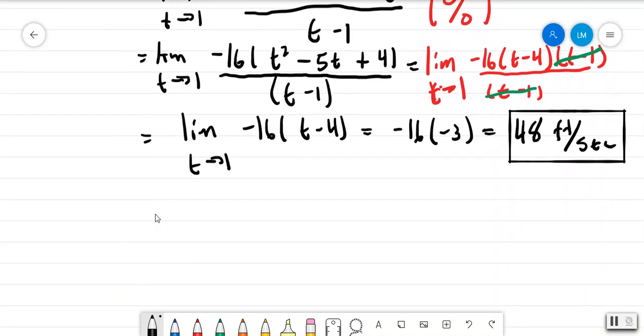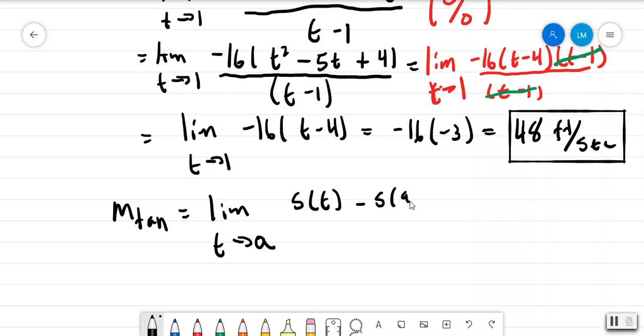Now, technically, you can say that essentially the instantaneous velocity is also the tangent line equal to the limit as t approaches, in this case, we can either say a or b or whatever. So like we can say as t approaches a, and then we'll just say that this is equal to s of t minus s of a, because notice that this is still in the form of the average rate of change, but this is going to be t minus a.